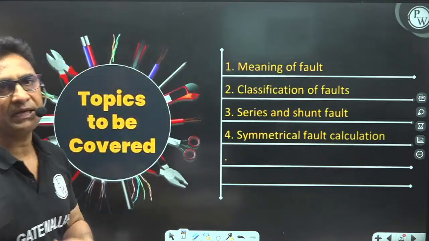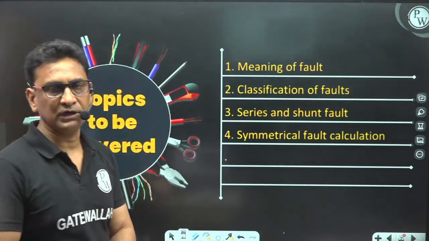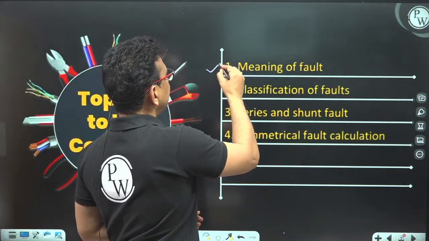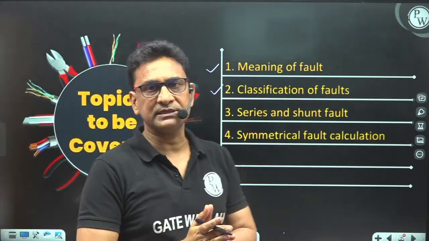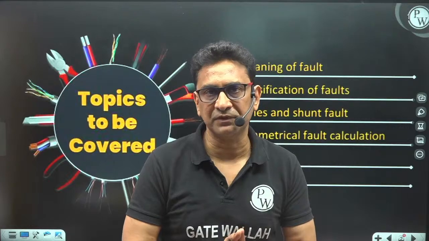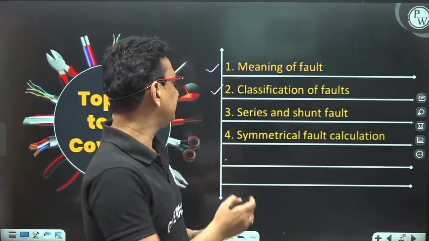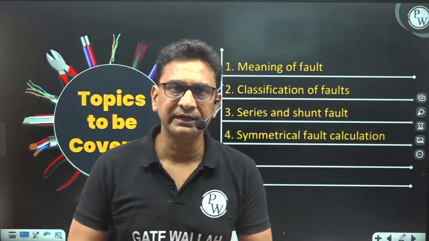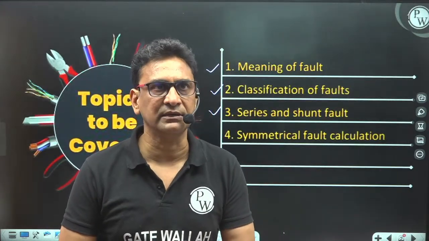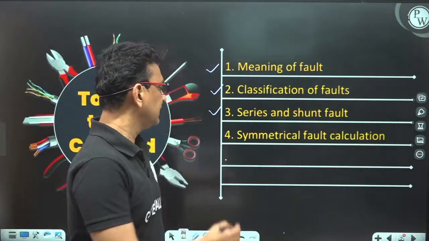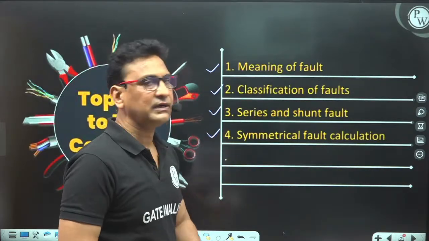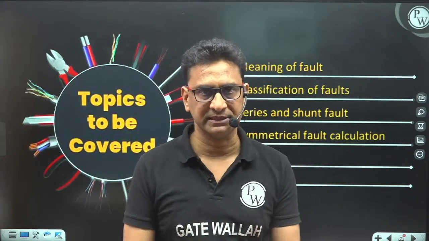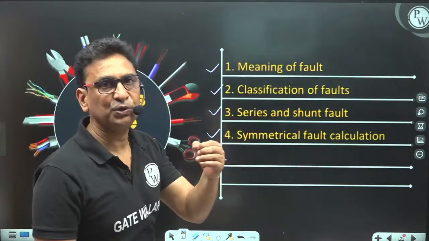In today's class, I will be discussing what is the meaning of fault. What do you understand by the fault in the power system? We will also classify the fault in the power system, how we can classify the different types of fault. Generally we have two types of fault, the series fault and the shunt fault. How we can distinguish between the series fault and the shunt fault. Then we will try to find out the fault current whenever the symmetrical fault takes place in the power system. So this is the goal of today's class.